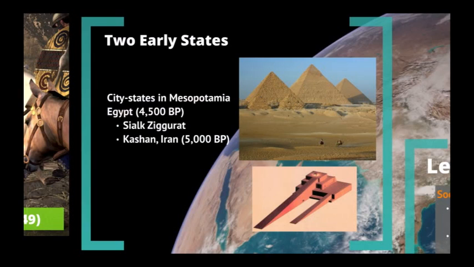So you have two early states here as an example. You have the Selik Ziggurat. This is a city-state in Mesopotamia, about 4,500 years before present. Notice this architecture, this massive scale architecture. You have to be able to control a large group of individuals to accomplish architecture on this scale. And then, of course, Egypt is renowned for this level of architecture with the pyramids.